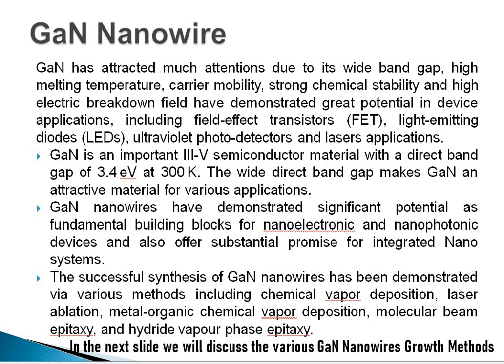Gallium nitride nanowires have demonstrated significant potential as fundamental building blocks of nanoelectronics and nanophotonics devices, and also offer substantial promise for integrated nanosystems. The successful synthesis of gallium nitride nanowire has been demonstrated by various methods including chemical vapor deposition, laser ablation, metal organic chemical vapor deposition, molecular beam epitaxy, and hybrid vapor phase epitaxy. In the next slide, we will discuss the various gallium nitride nanowire growth methods.